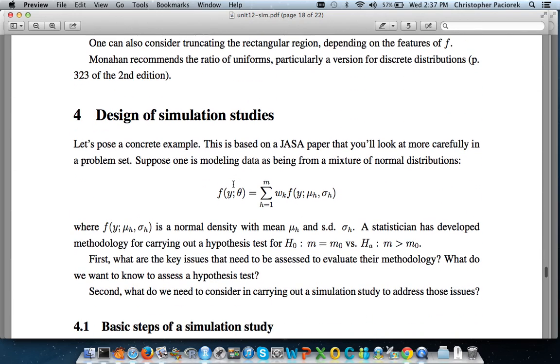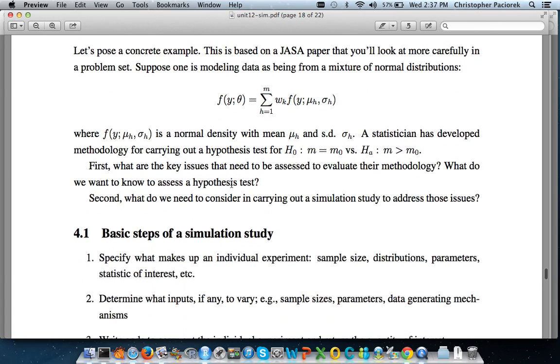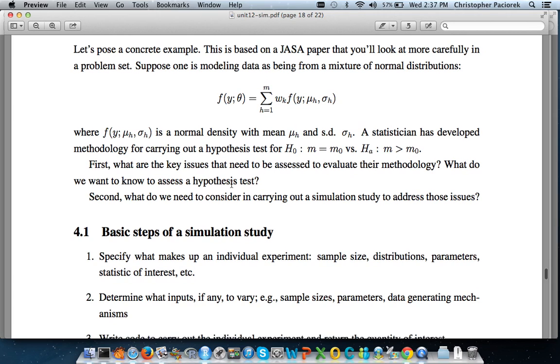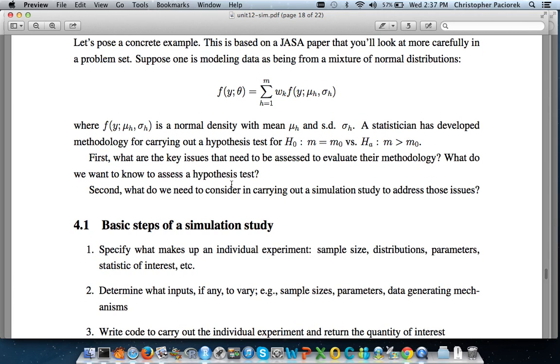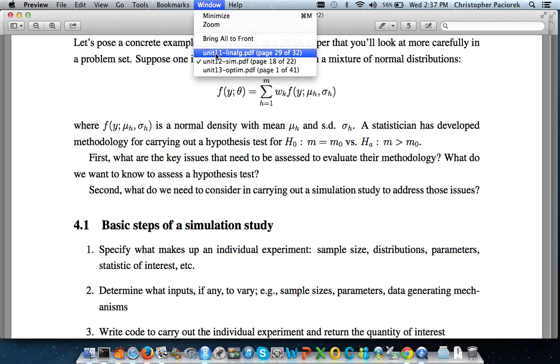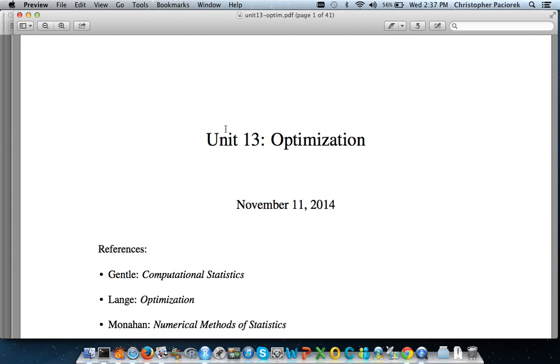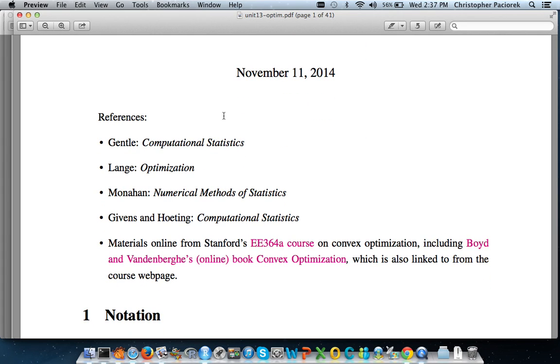So I asked you to look over sections 4 and 5. A number of these issues came up when we talked about the paper, so I'm not going to talk about any of that here in class. So let's move on to the optimization unit. This is unit 13. There'll be a couple more units after this, but they'll be short ones, as I mentioned at the start of class.